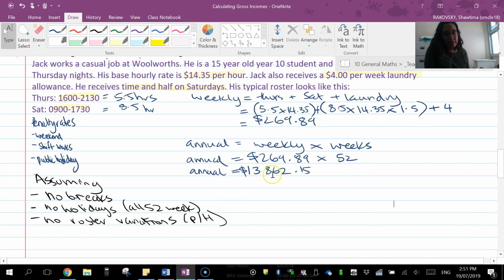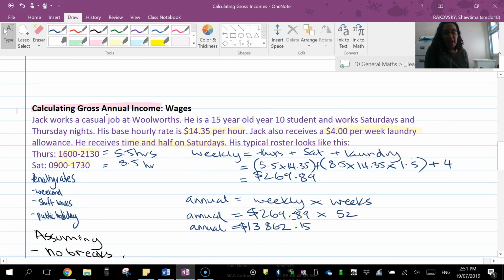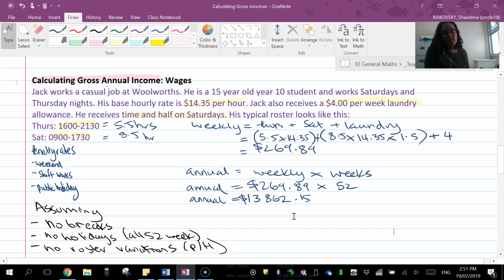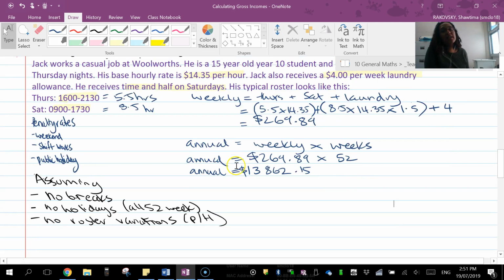And that's when you would write your statement. Let's start that again. The gross annual income for Jack is this much money, assuming that he doesn't take any breaks, he doesn't work any holidays, the roster doesn't vary, and there are no public holidays, so he's not missing a day of work.